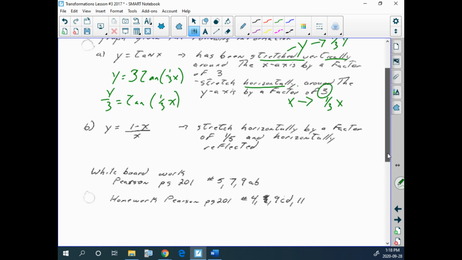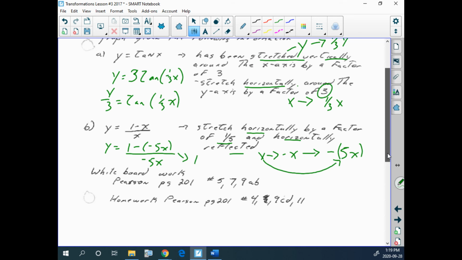Here we have a horizontal stretch and a reflection. So we're going to replace x with negative x for the reflection. And then we're going to replace every place we see an x in that with 5x. So I'm going to replace the x with negative 5x in every place I see that x. Perfectly valid way of writing it.